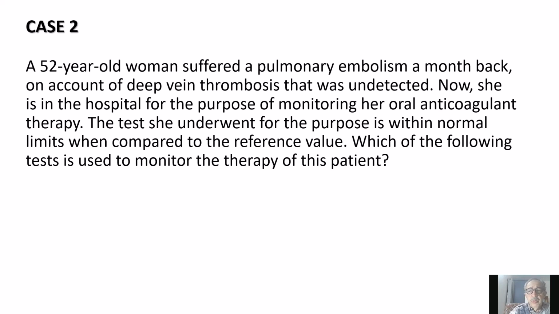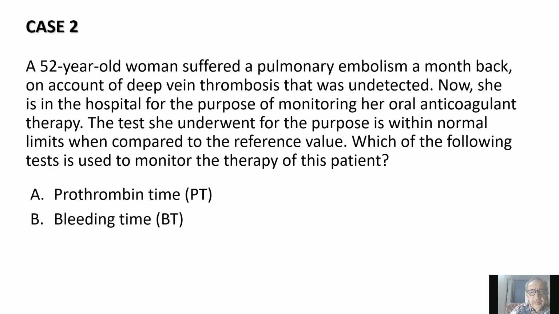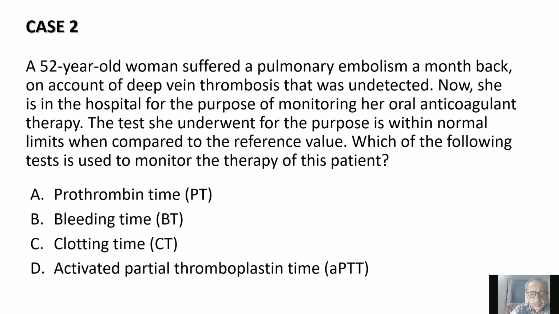When we use an oral anticoagulant therapy, there is a danger of bleeding because some of the factors are inhibited. Excessive inhibition may cause bleeding. So we have to keep monitoring using a hemostatic test. The question is, which is that test for monitoring? Is it prothrombin time? Is it bleeding time? Is it clotting time? Or activated partial thromboplastin time?